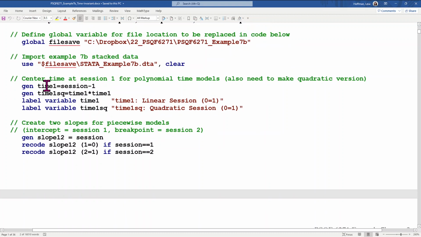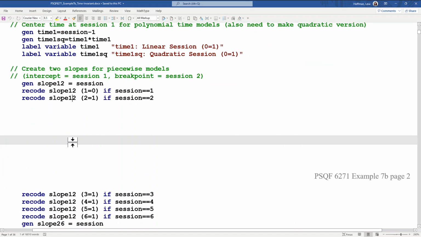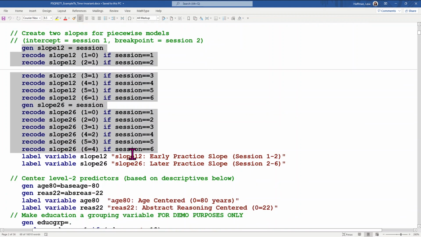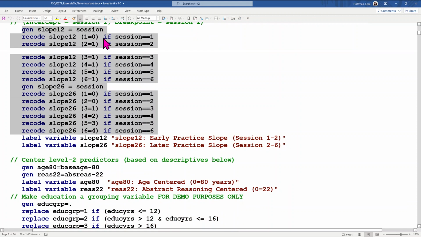We have time 1 as my linear effective time. I had to generate time squared explicitly as a variable in Stata to be included as a random slope. I also have my piecewise slopes. And because I don't know how to do this more efficiently in Stata, it takes more code. If anyone out there can help me by allowing multiple things to happen after one conditional if, let me know.